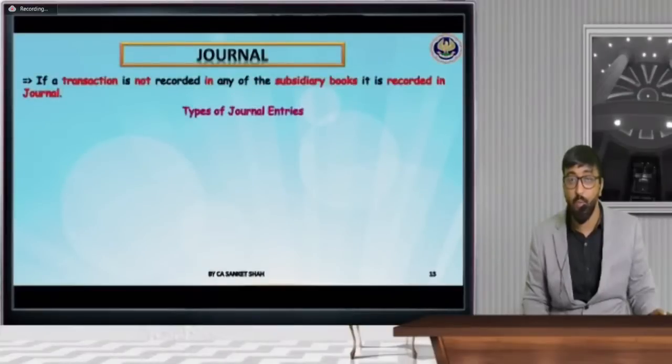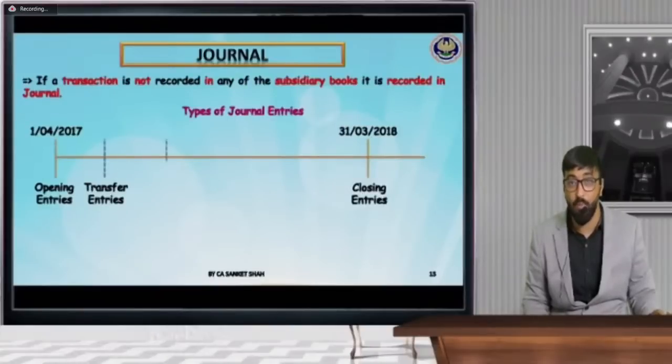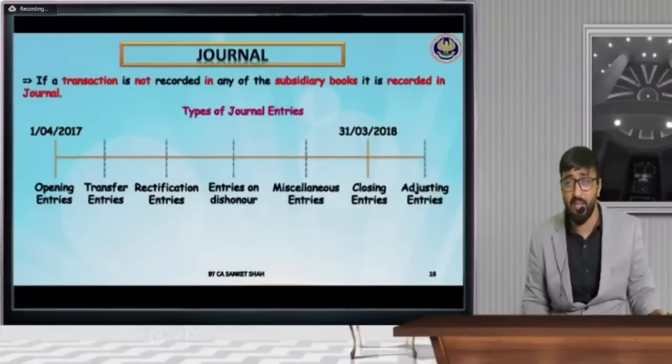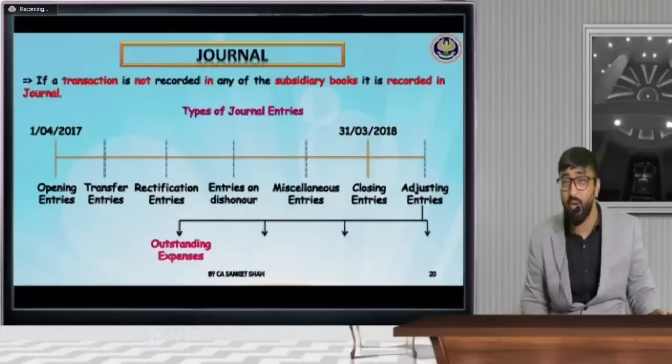And journal proper means other than purchase book and sales book entries. In journal proper: opening entry, transfer entry, rectification entry, dishonour entry, miscellaneous entries, adjusting entries. So beta, these entries are very easy, no problem. Yes beta, all other than all this will be recorded in the journal proper.